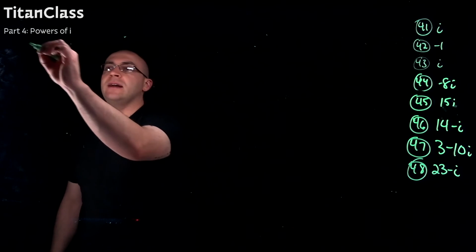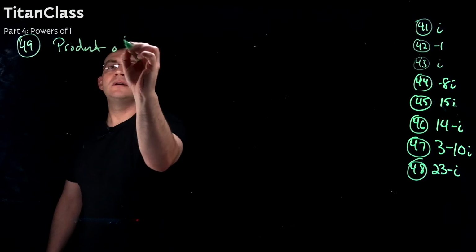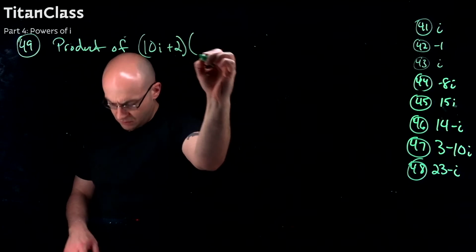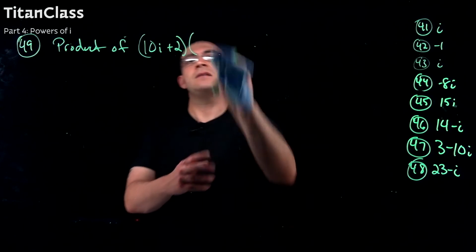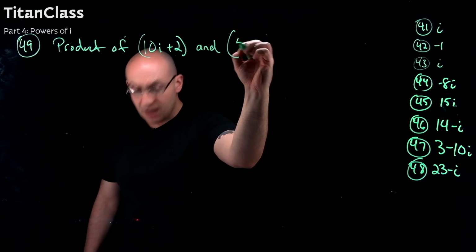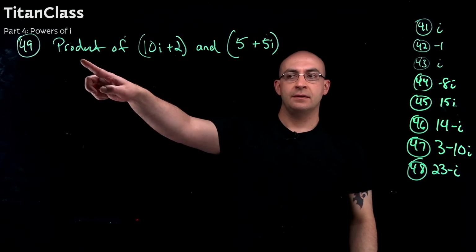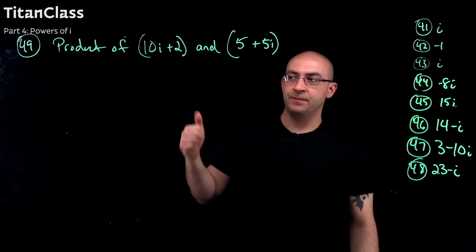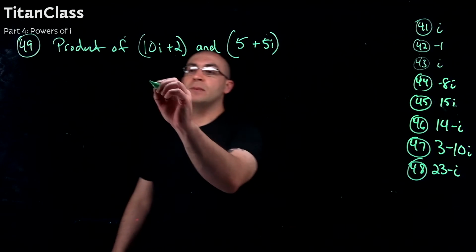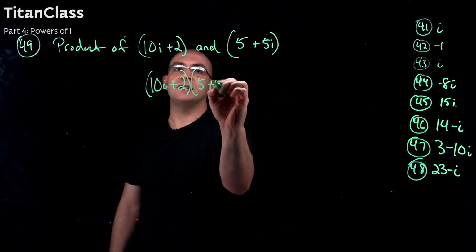Here's a good one. 49. Find the product of 10i plus 2. Oh, it doesn't say that, it says "and." Okay, 10i plus 2 and 5 plus 5i. Product. Well, sum is addition, difference is subtraction, product is multiplication. So I'm going to rewrite this, and the order does not matter. So 10i plus 2 times 5 plus 5i.